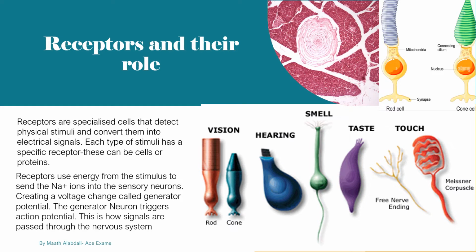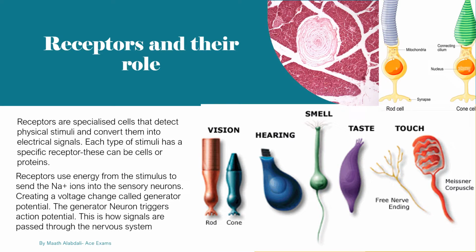Receptors use the energy from the stimulus to send sodium ions into the sensory neuron, creating a voltage change called a generator potential. The generator potential triggers the action potential, and then the action potential is passed through the nervous system. Now, there are many types of receptor.